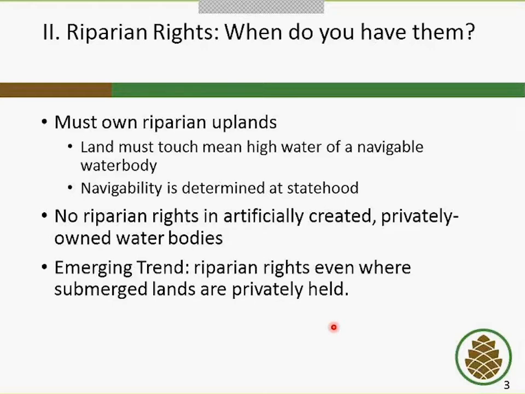The issue gets different when you're talking about artificial water bodies and privately owned water bodies, which I will punt over to Andy to go in more detail and bring us to our first case. All right. So there has been a traditional rule in riparian rights that owning land fronting on an artificially created, privately owned water body does not confer upon you riparian rights.